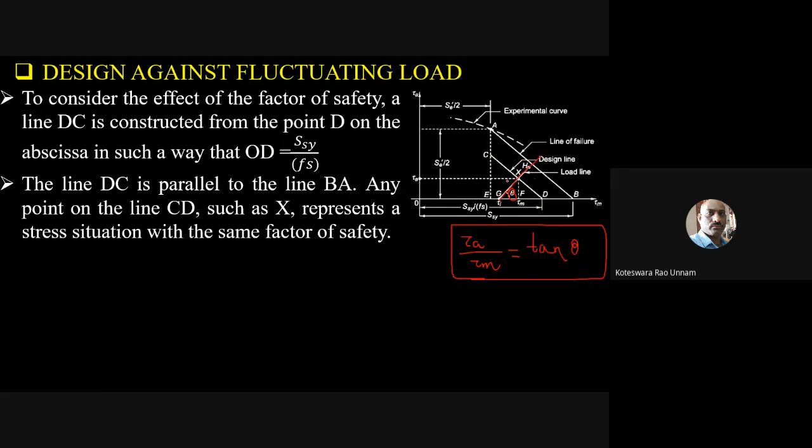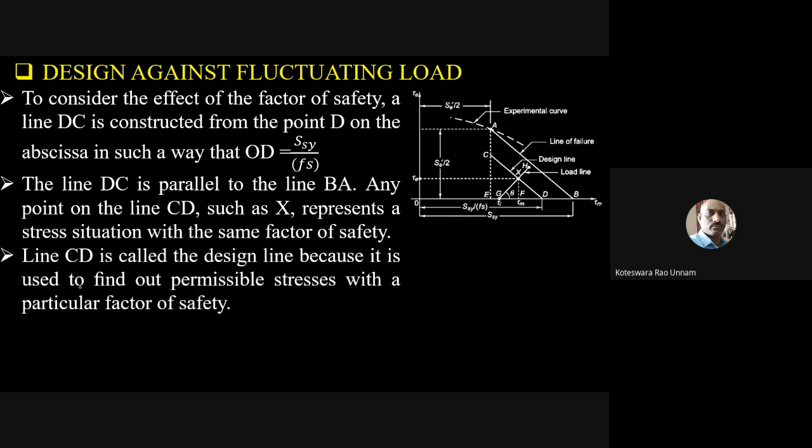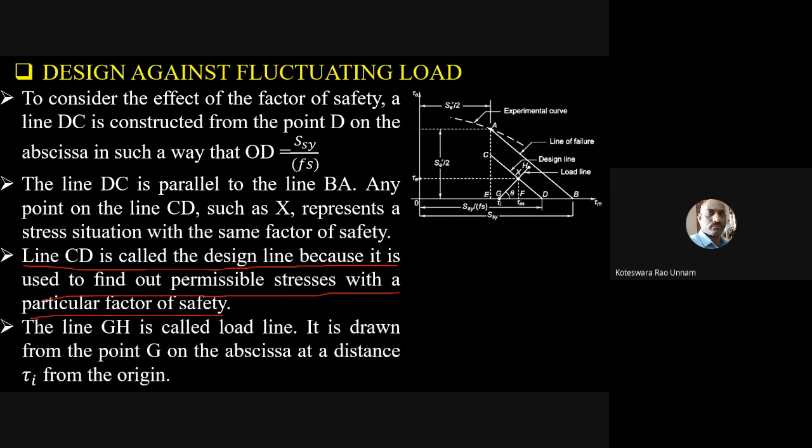So now this load line and this line CD intersection point is going to give the design point or failure point for our problem. Line CD is called the design line because it is used to find the permissible stresses with a particular factor of safety. Line GH is called the load line. It is drawn from the point G on abscissa at a distance of tau I from origin.